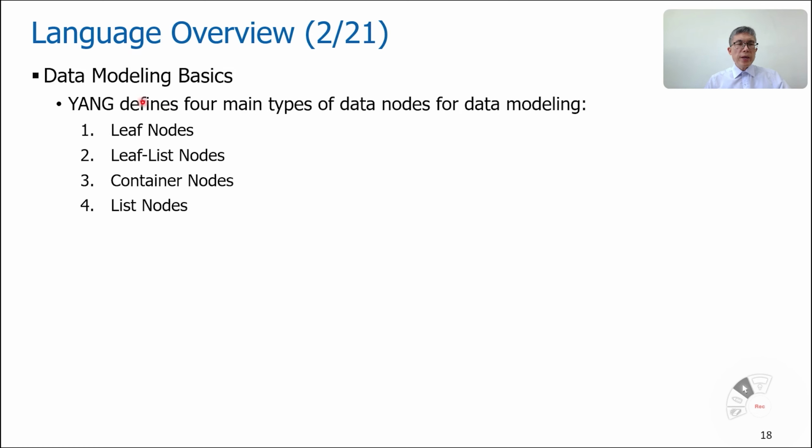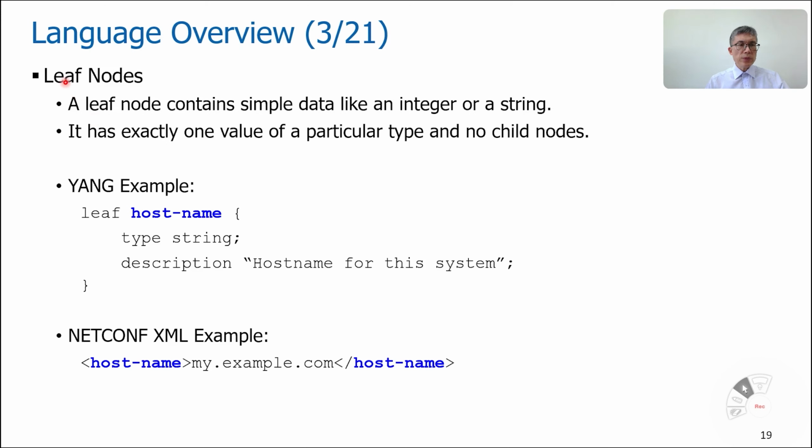So we have the basic data model data types here: leaf nodes, leaf-list nodes, container nodes, and list nodes. We can look at one step at a time. So, leaf node. This one is a kind of simple data, like an integer or string. So we define a leaf.